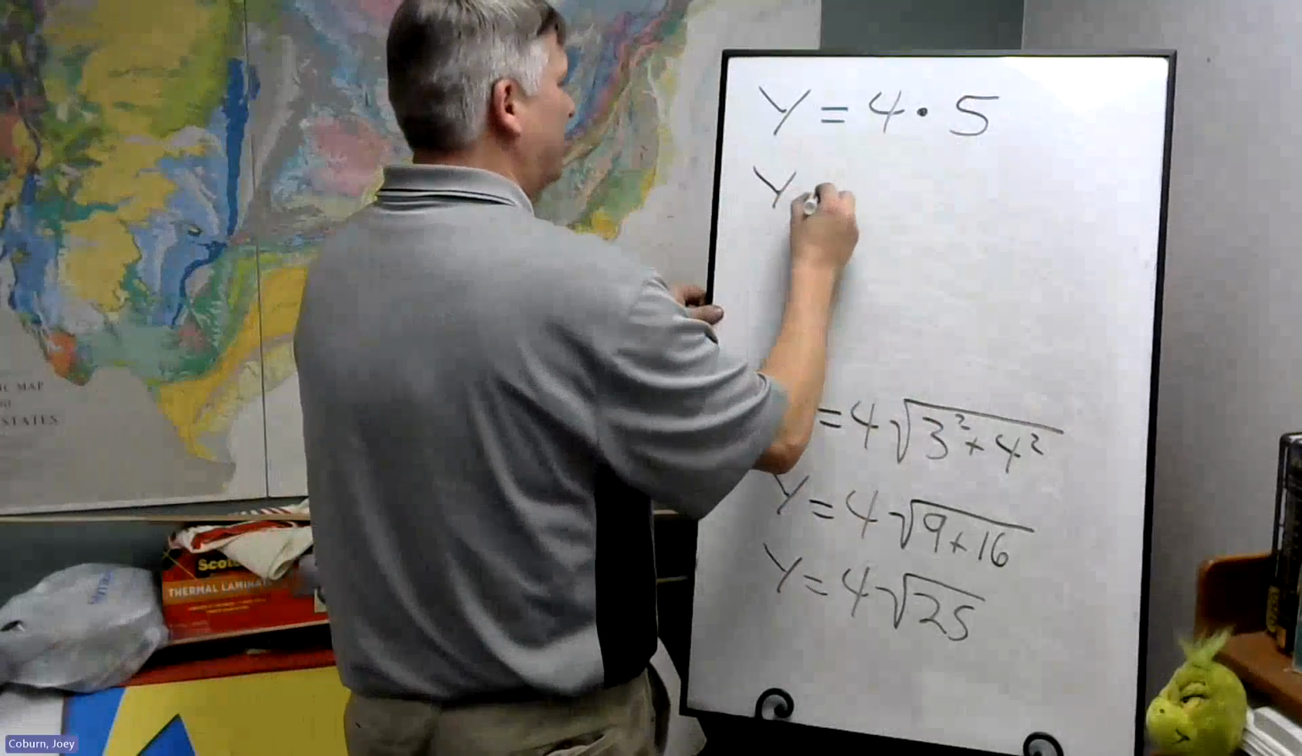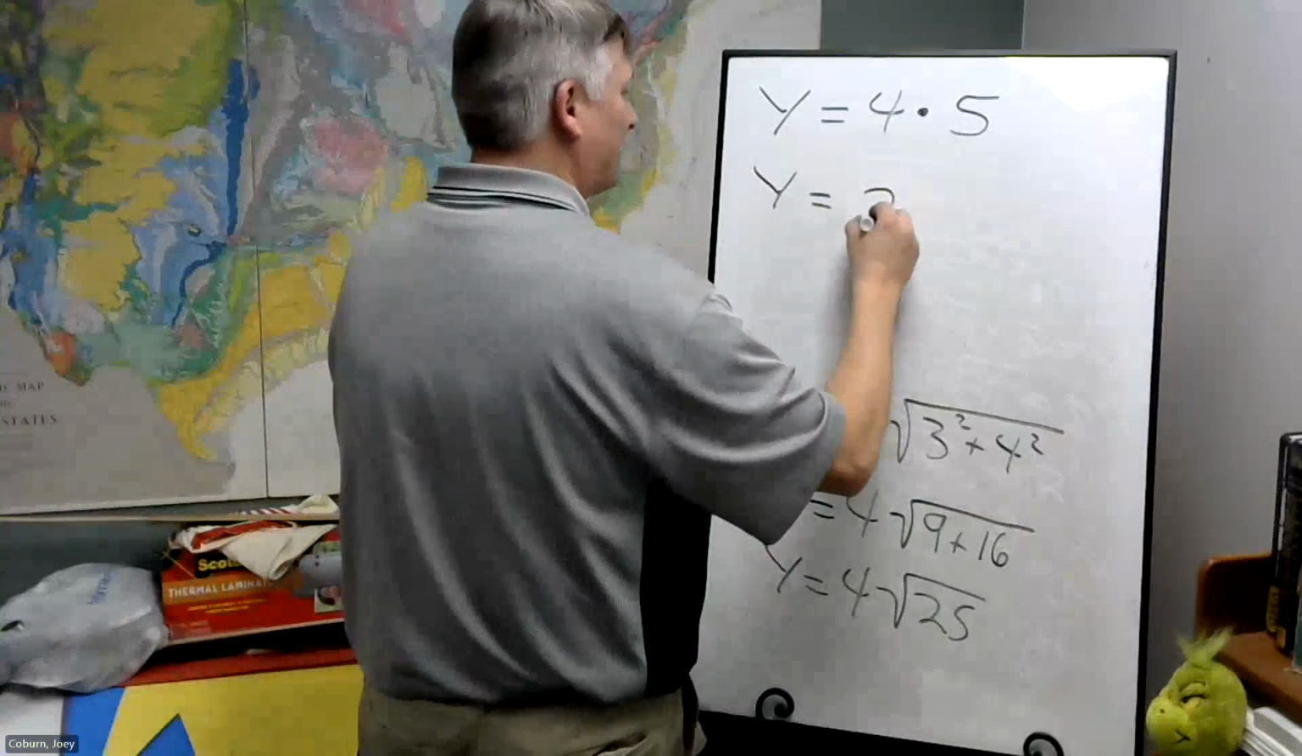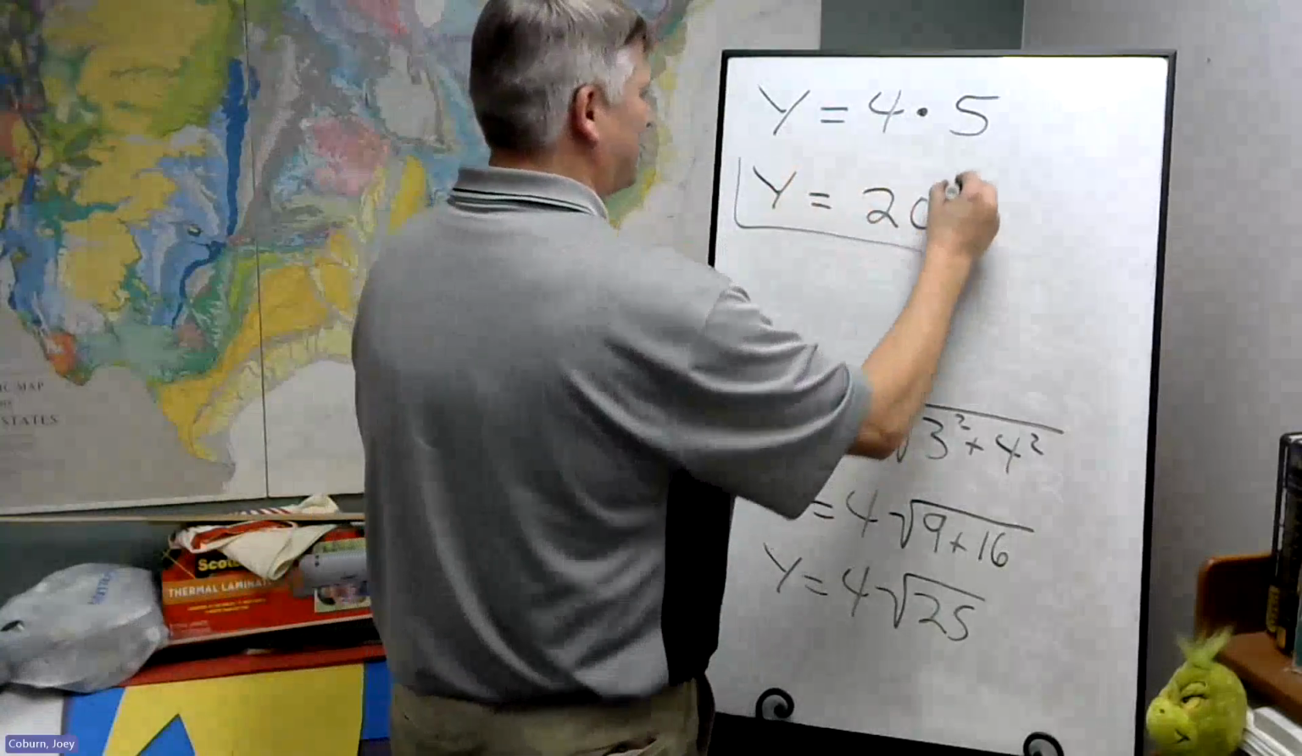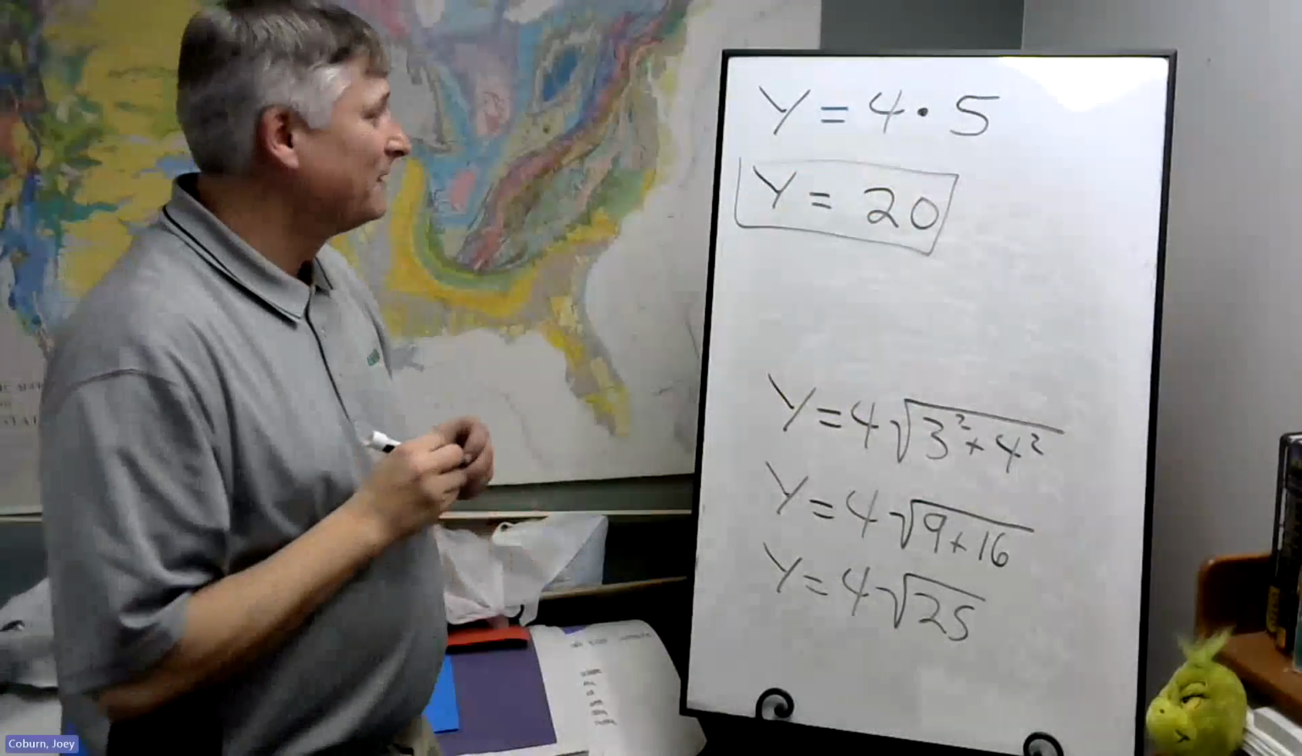And at the very end, we do the multiplication. And there's 20. And that's it.